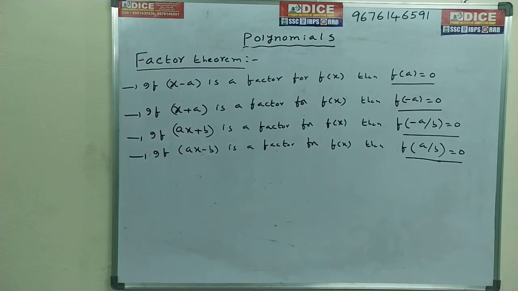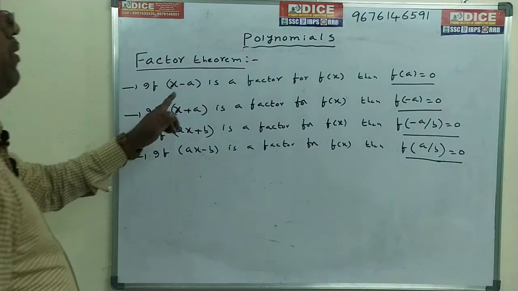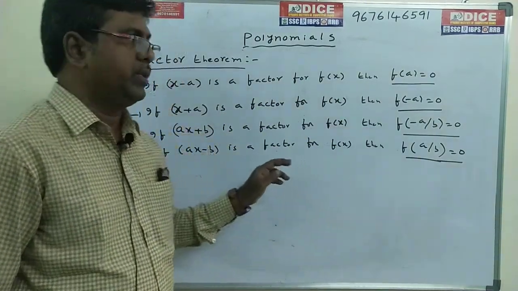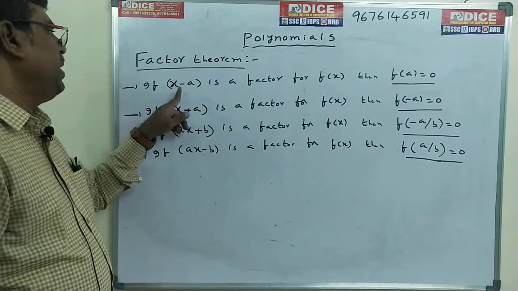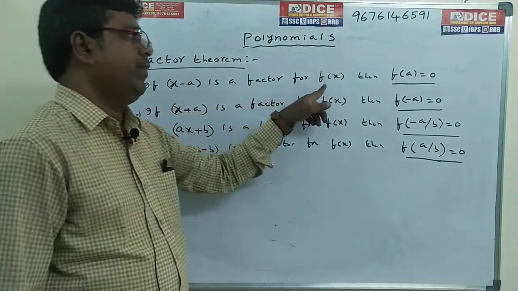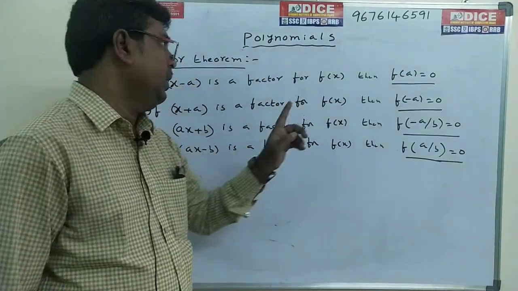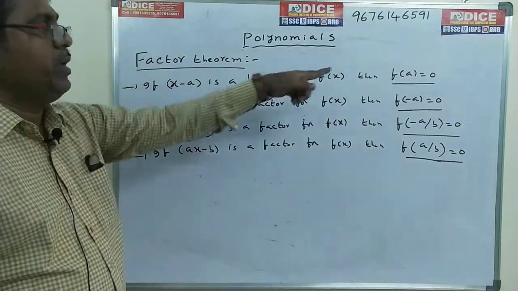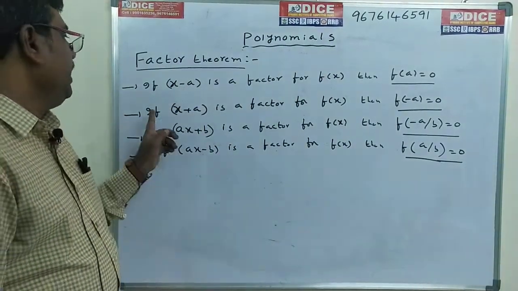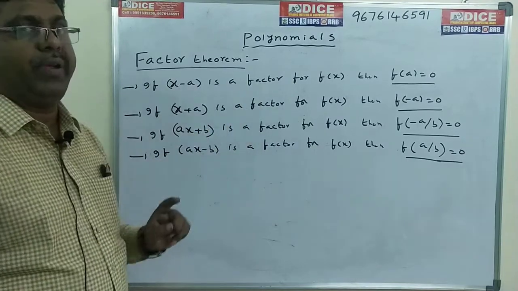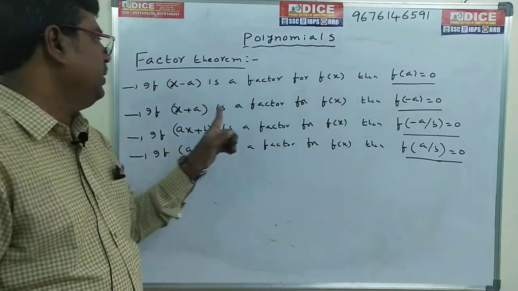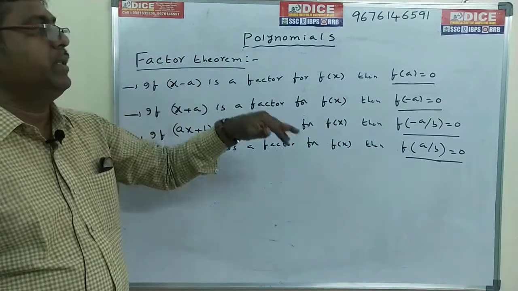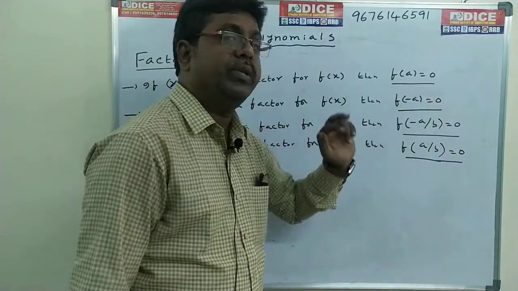Now come to factor theorem. This is also very important, factor theorem. What is the first one? If x minus a is a factor for f of x, then f of a is equal to 0. Means x minus a is equal to 0, x is equal to a. That's why f of a is equal to 0. If x plus a is a factor for f of x, then f of minus a is equal to 0. Here x plus a is equal to 0, x is equal to minus a. That's why f of minus a is equal to 0.